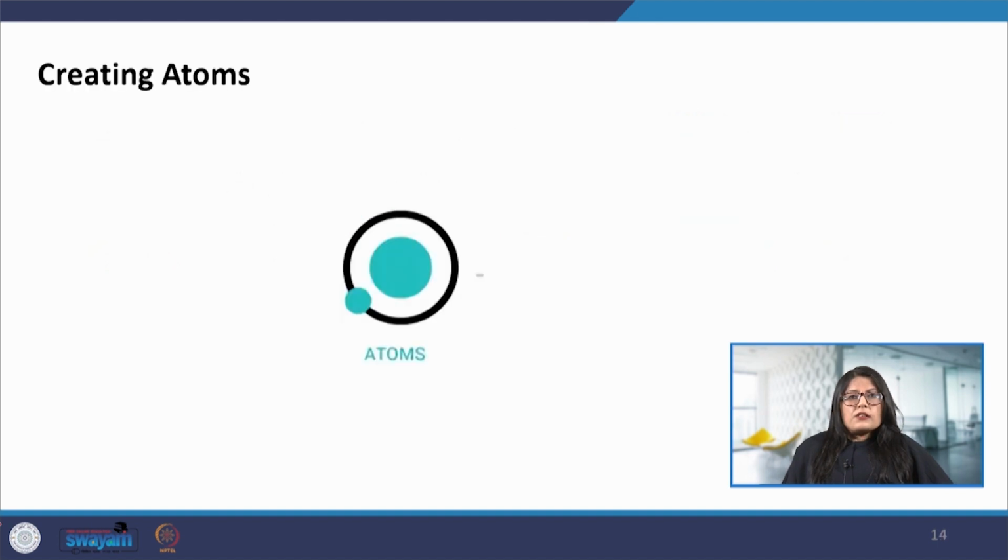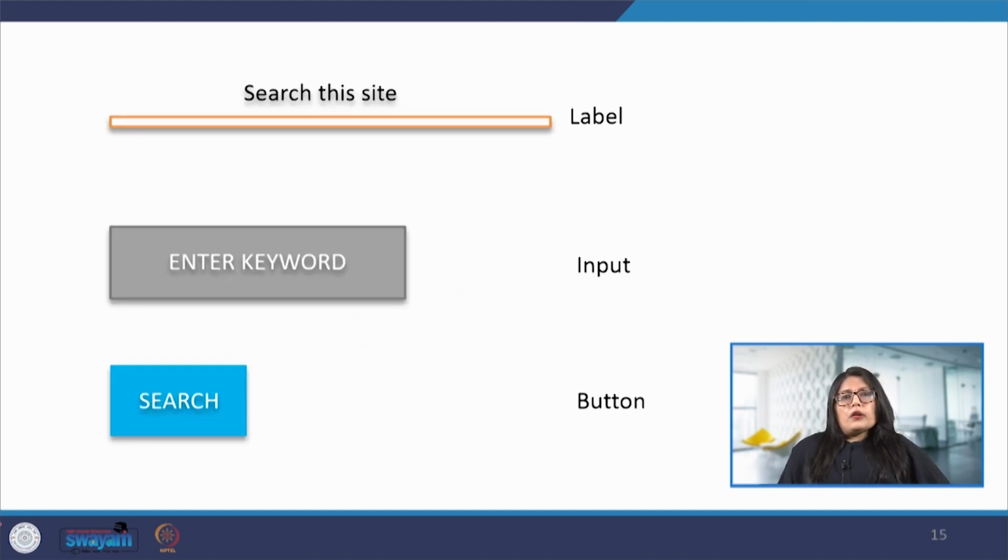and we can see that the first is the atom. So, creating the atom. Now, an atom is the smallest element which cannot be broken down any further, and by themselves they may not be very useful. For example, we have a label or any kind of input or a button. By themselves they may not be really functional, but when they are put together in a larger system, say the molecule, then they become very usable.